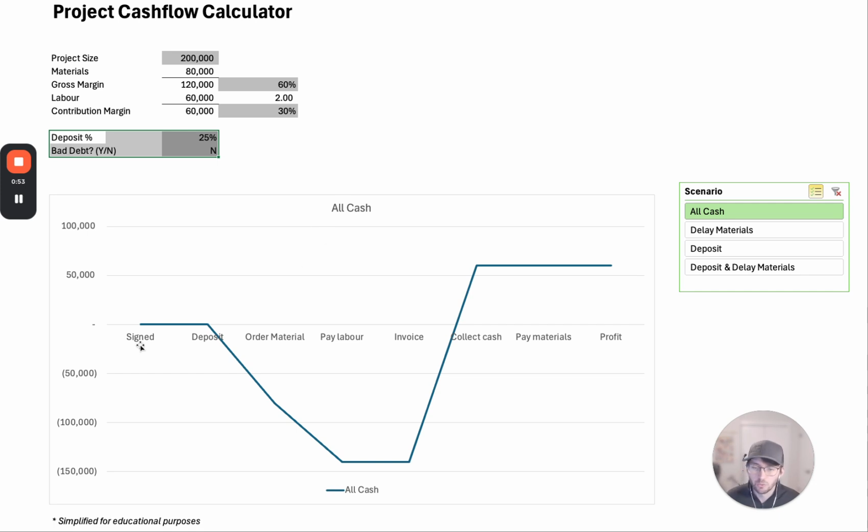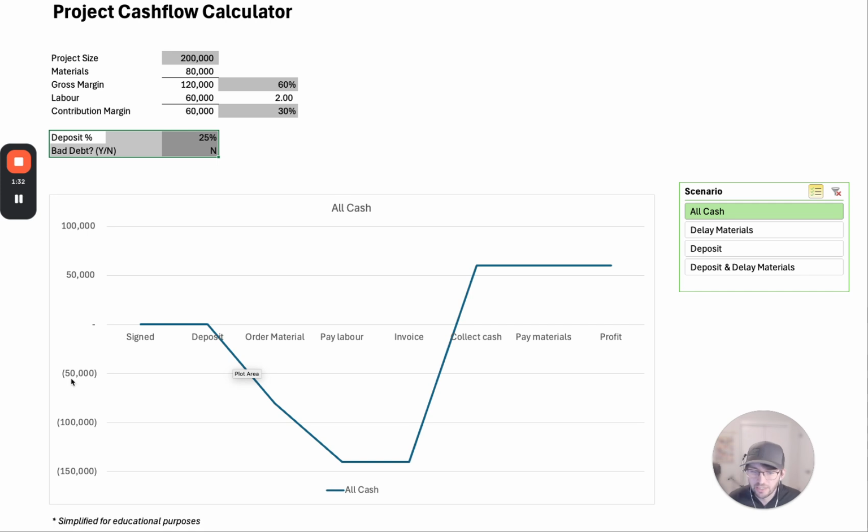Now down here, we can see that we have a number of different steps that will happen along the way in a project from a cash perspective. So we have the actual signing on that customer for the project. There may be a deposit. We're going to need to order materials. We're going to pay labor, invoice, collect cash, pay materials, and then we have our profit number at the end. That's what would be left in the bank account if this was the only project. And it could go towards paying overheads. So this would not be a net profit, it would be a profit from the project.